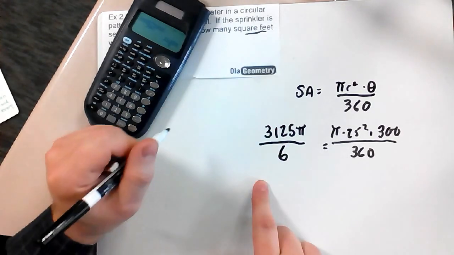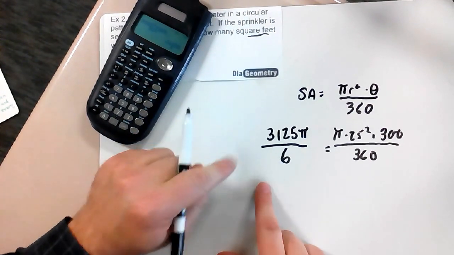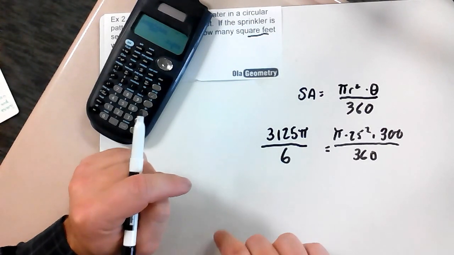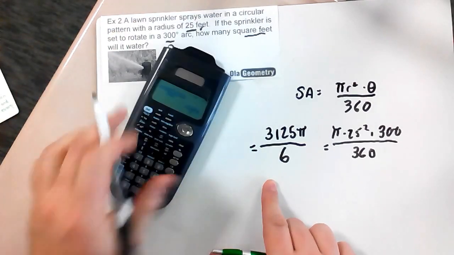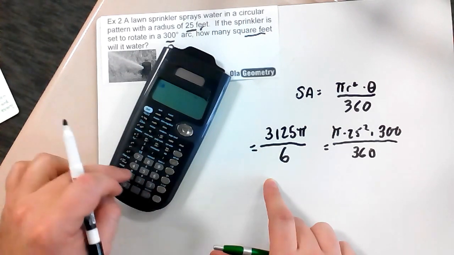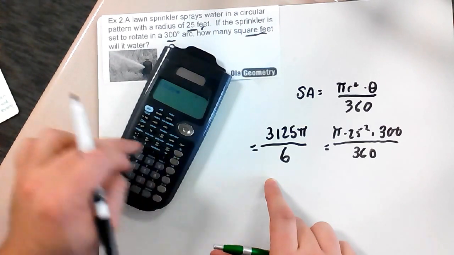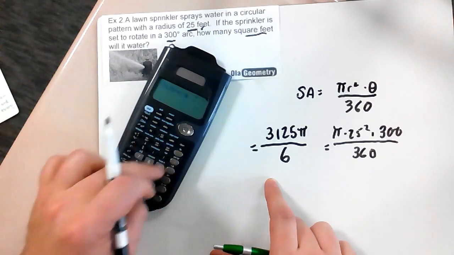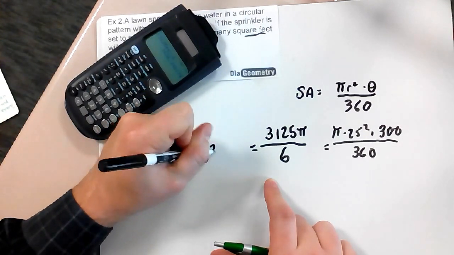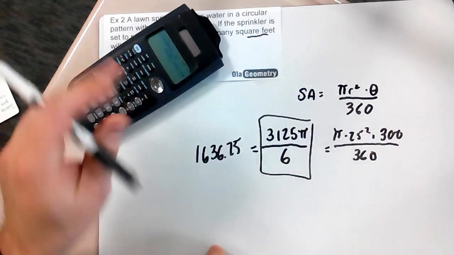over 6. So if somebody asks you what's the square footage of your lawn sprinkler, you can tell them it's 3,125 pi over 6 square feet, and see how they feel about that. Or you could convert it to a decimal if it lets you. It did in this case. So I can go 3,125 times pi, divide by 6, and it will tell me it's about 1,600 square feet, which you don't have to do. For my purposes, I'm okay with that answer.